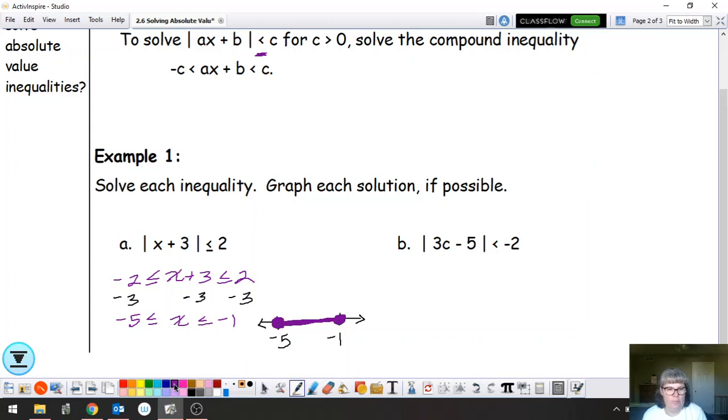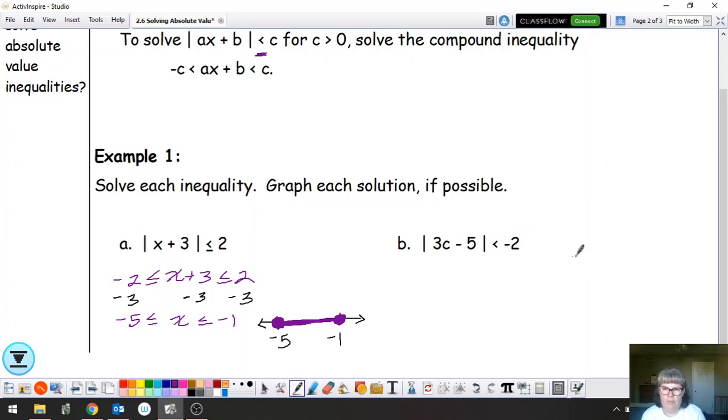Now, for example B, if I look at this, I have the absolute value of 3c minus 5 is less than -2. So I'm saying that I'm going to have an absolute value that is less than -2. It's going to have a distance that's smaller than -2.